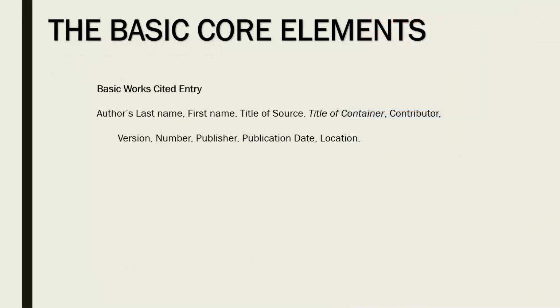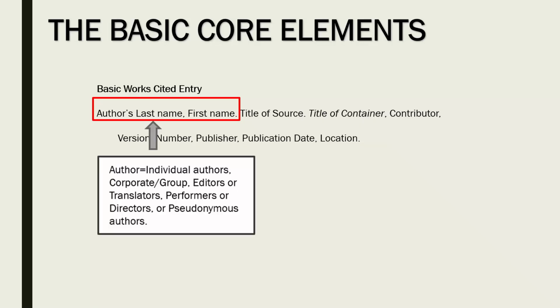The first element is the author. In your Works Cited page, start the citation with the author's last name, then their first name. The author of a source can be an individual, a corporation, a group, an editor, a translator, a performer, a director, or an author who uses a pseudonym.